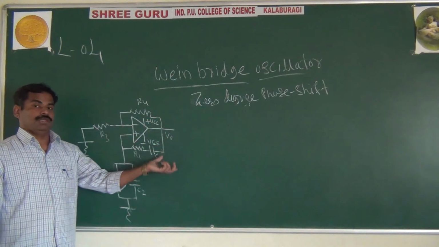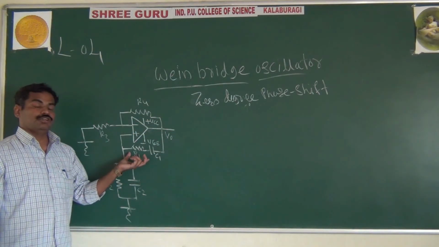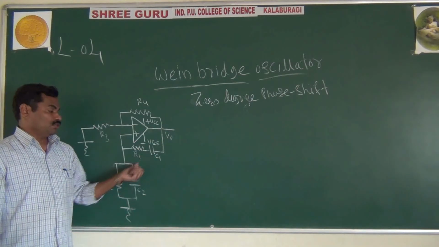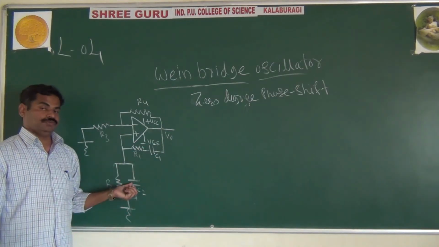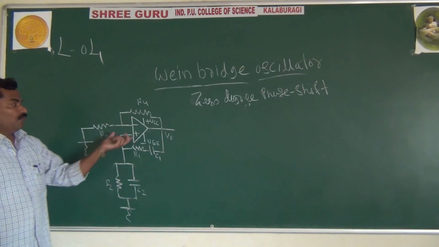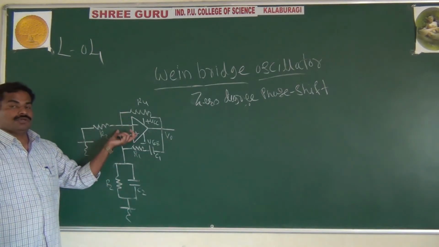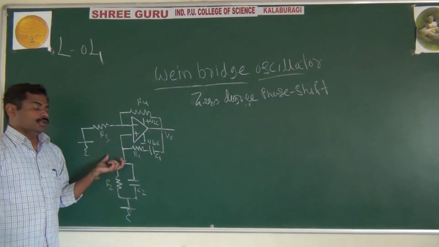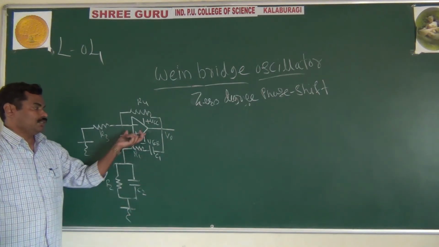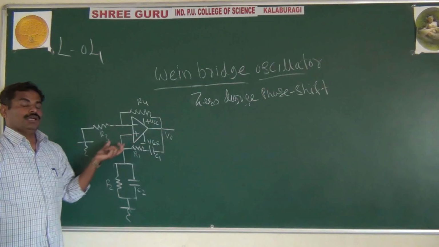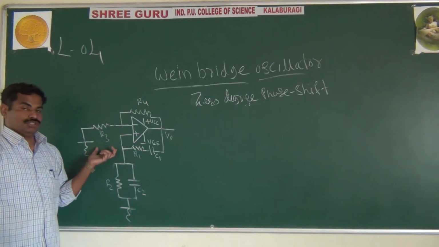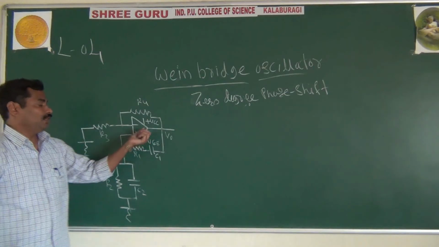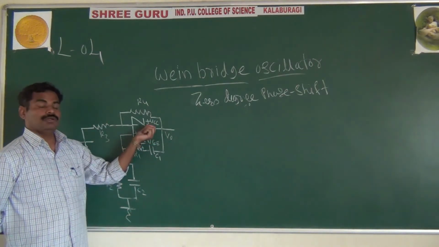It will reject the remaining frequencies. Only at a particular frequency it allows. The remaining frequencies will all be rejected by this bridge circuit. It means whenever you switch on the power supply, you have the noise voltage, and that noise voltage acts as the input for the non-inverting terminal, and the noise voltage has different frequencies. Those different frequencies will be amplified, and you get the amplified output from the op amp.